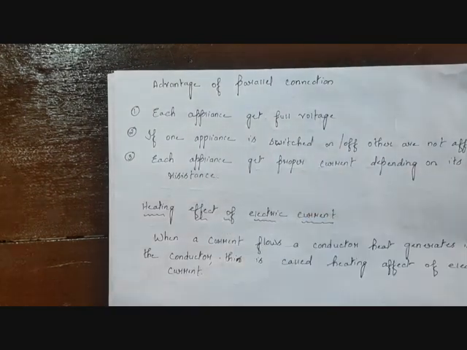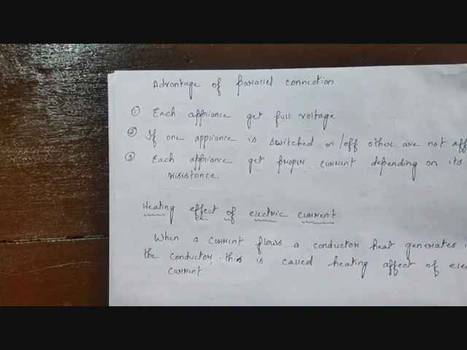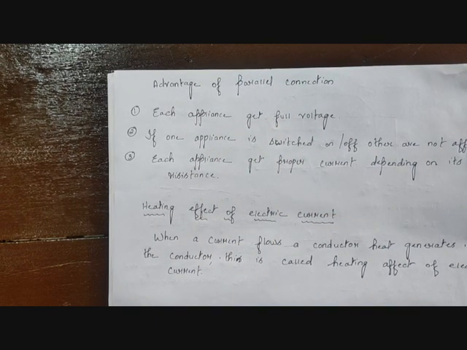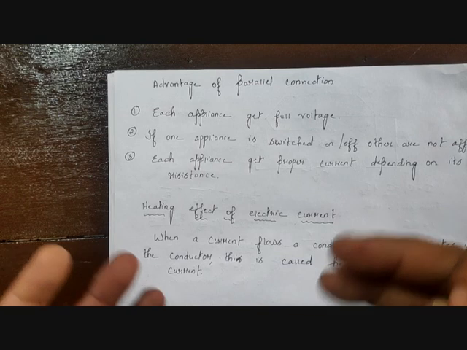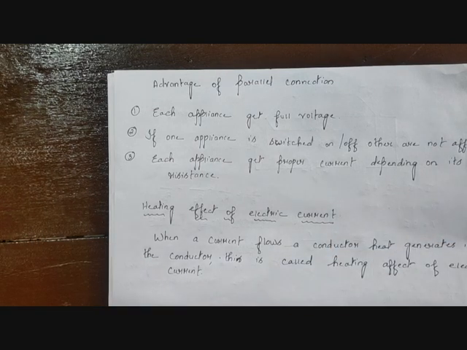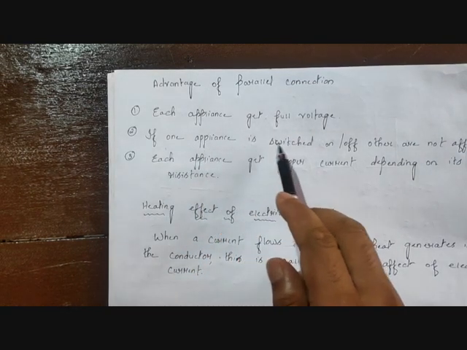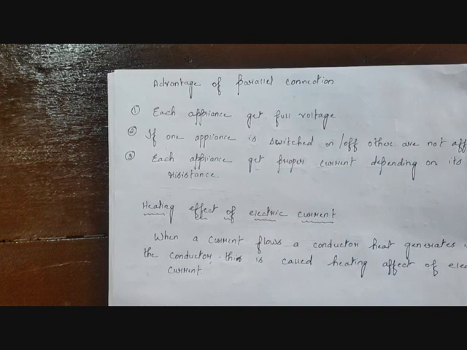Some advantages of parallel connection. Each appliance gets full voltage. I'll give you a point. Each appliance, whether it's a heater, a bulb, whatever, will get full voltage. At home, how much voltage are you using? 220 volts. If one appliance is switched on or off, others are not affected.